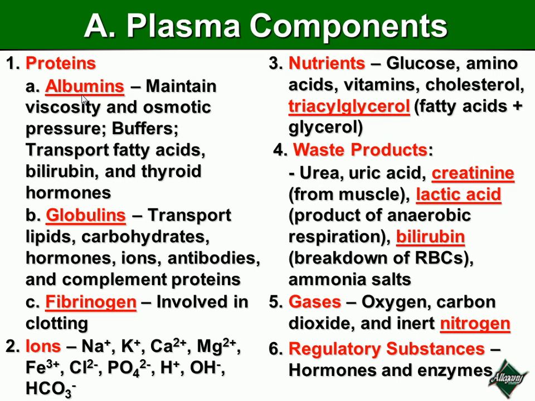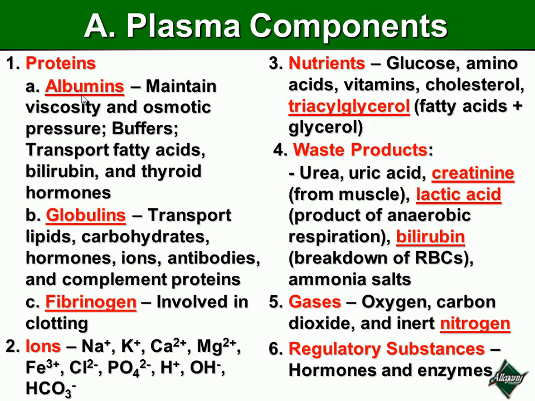Inside your plasma, there are also proteins called globulins. They are important for transporting lipids, carbohydrates, hormones, ions, antibodies, and also complement proteins. And the last class of proteins found in the plasma is fibrinogen, which we are going to talk about at the end of this chapter, which is involved with the clotting process of the blood.